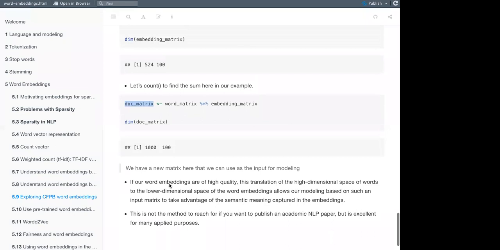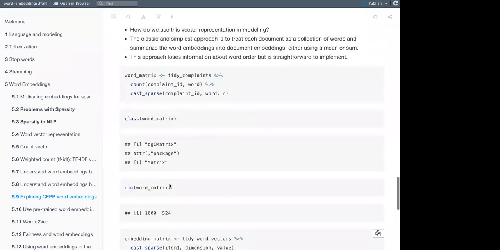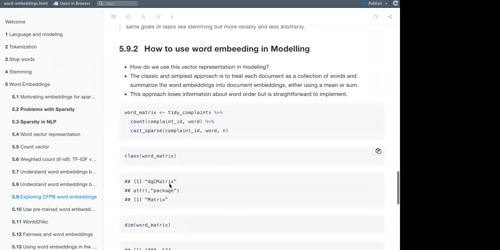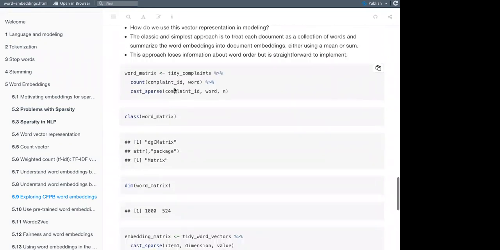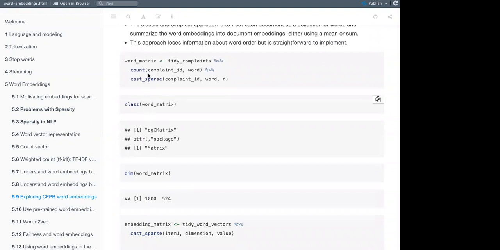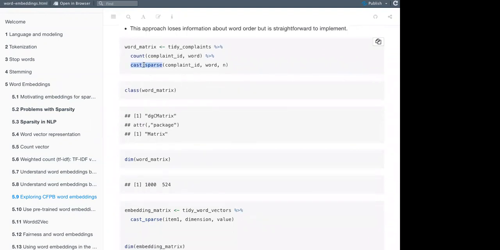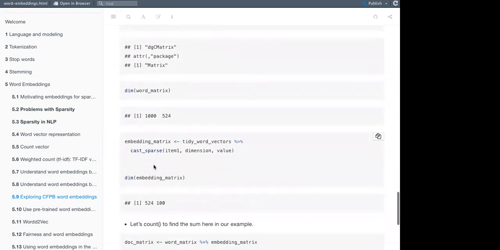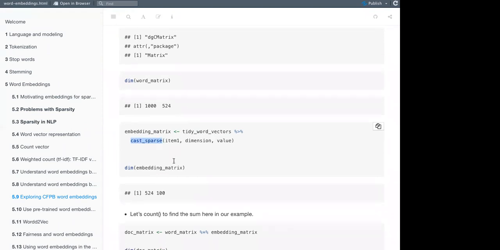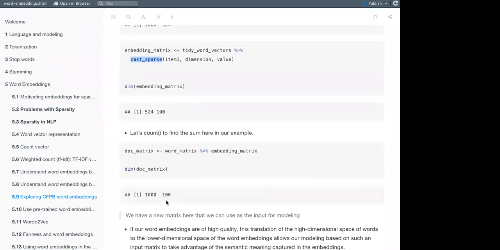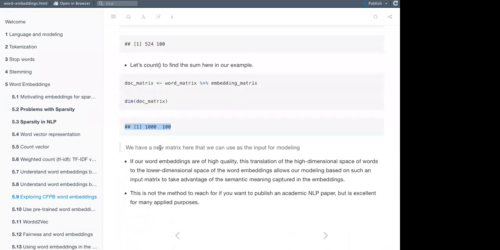So if not, this is what I understand: for you to do embedding in modeling, we just take our document and cast it into a DFM, which we already know from tidy text. We also take the embedding matrix, the embedding vectors we created, and cast it into a matrix as well. Then we take this multiplication, and the result is a new matrix that we can use as our input for our modeling.